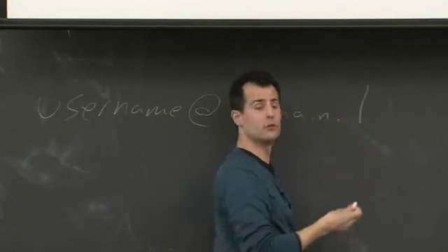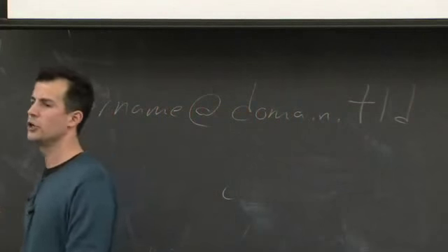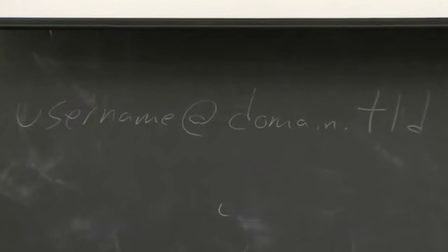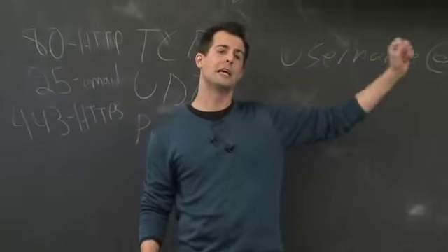TLD stands for top level domain. A TLD that we're familiar with is .com or .edu or .net, and we saw on GoDaddy's site last week a whole bunch of other options. So what are the constraints when you're actually getting an email address?